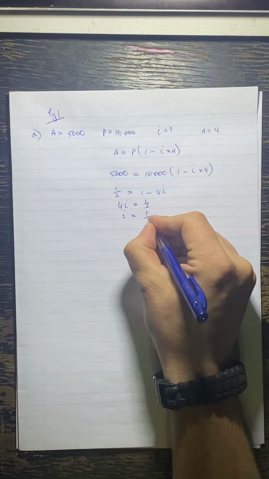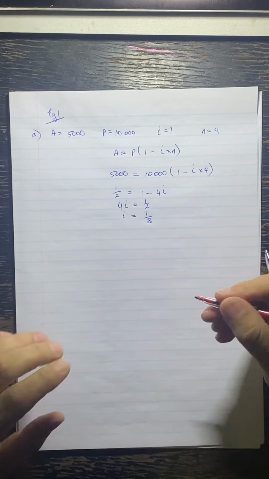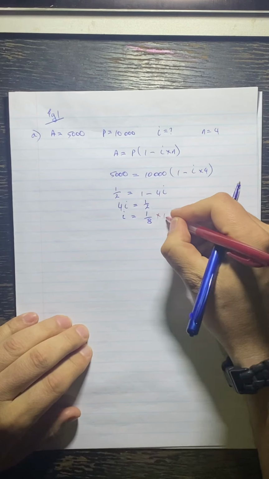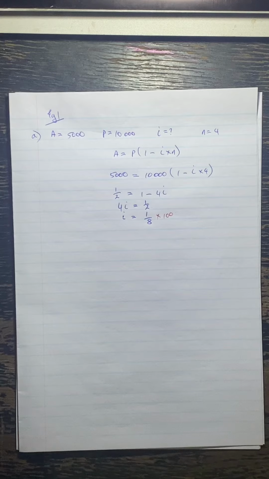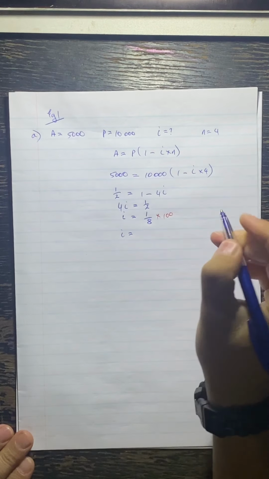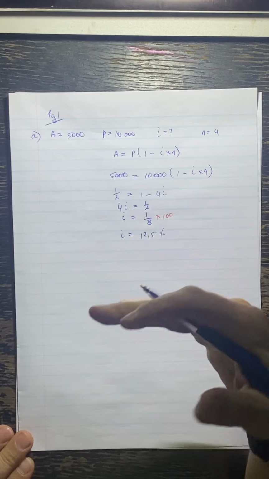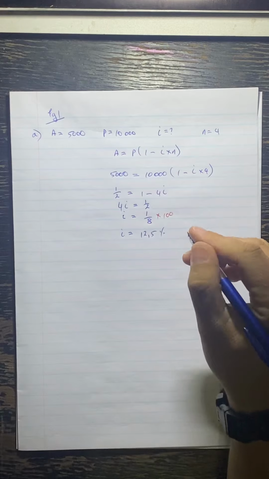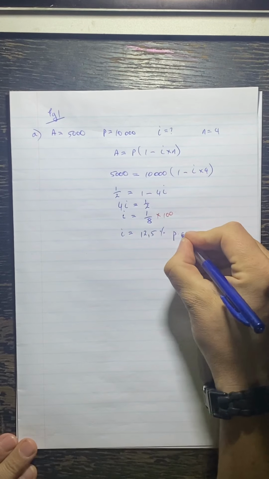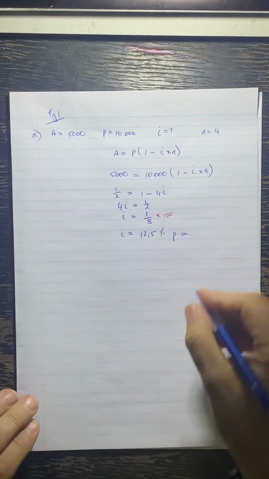1 over 8. Now that we have the I, we need to change it into a percent. And remember, we do that by multiplying by 100. So I would be equal to 1 over 8 times 100 will give us 12.5%. And what we need to state here at grade 11 is we need to state that this is a per annum rate. Okay.